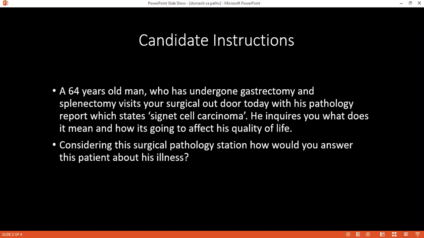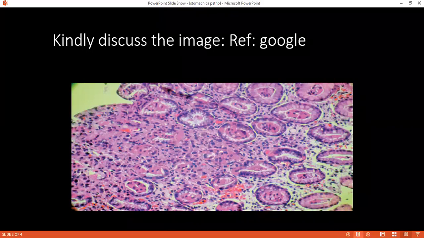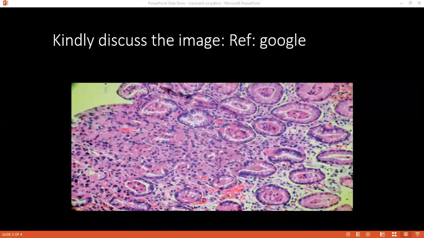Right. If you are looking at this image, can you please explain it to the patient's relative? How would you do it in your simple words? What are you looking at? Okay, ma'am. Where is the slide? Can you not see it? I cannot see. Please share again. Can you see now?